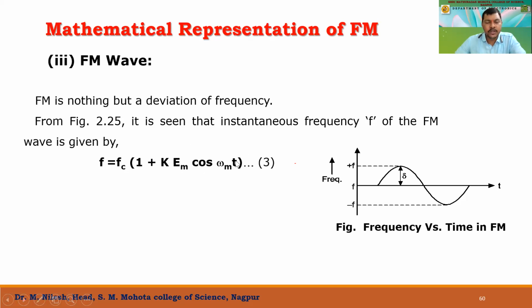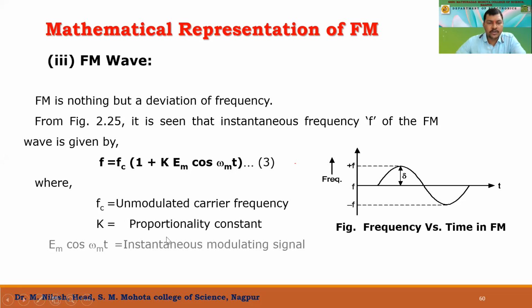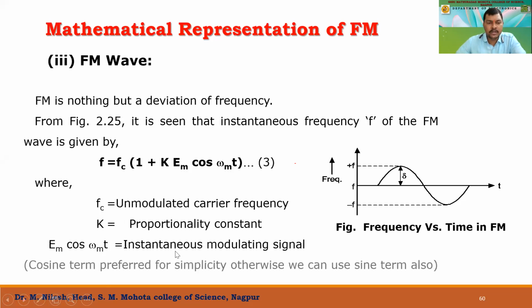So this is the equation of, say, the modulating frequency, small em, and these are the constants. fc is the frequency of the carrier, so again, fc is the unmodulated carrier frequency. Then k is the proportionality constant. Em cos omega mt, we have already seen this. This is equal to small em, that is the instantaneous modulating signal.